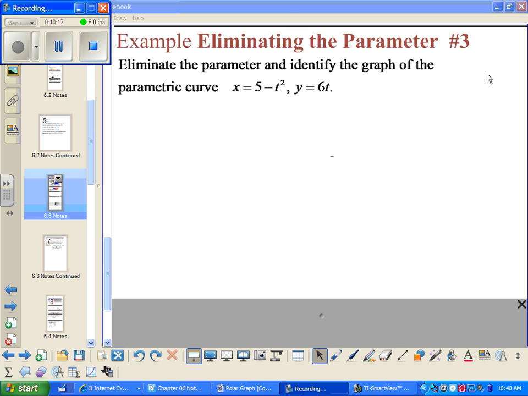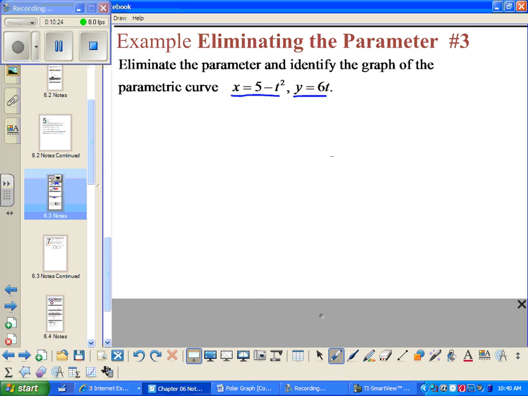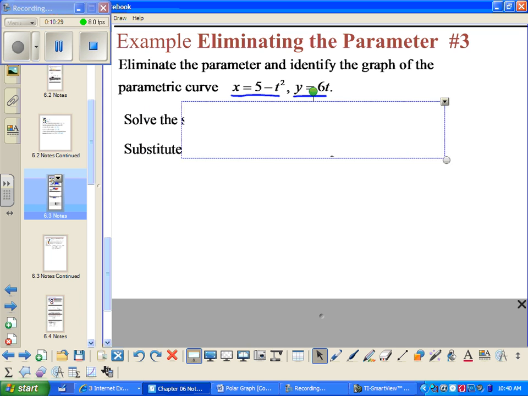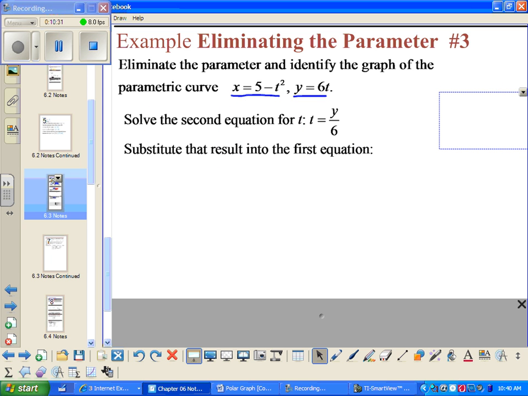So we will use x equals 5 minus t squared and y equals 6t. So again, first thing we'll do is isolate a t value. What I'm going to do is solve the second equation for t. So by simply dividing by 6, I get t equals y over 6. I'm going to then substitute that result into the first equation. So I'm going to take t equals y over 6 and plug that in to replace the t in the x equals equation.